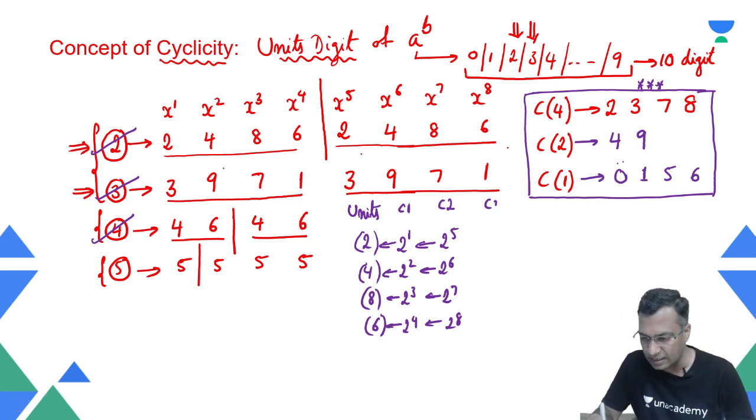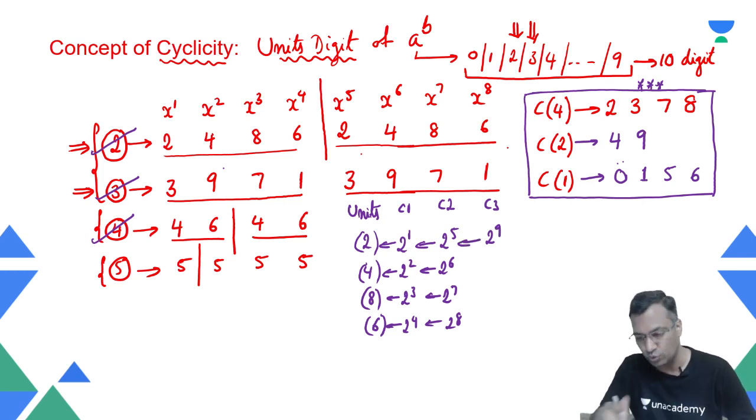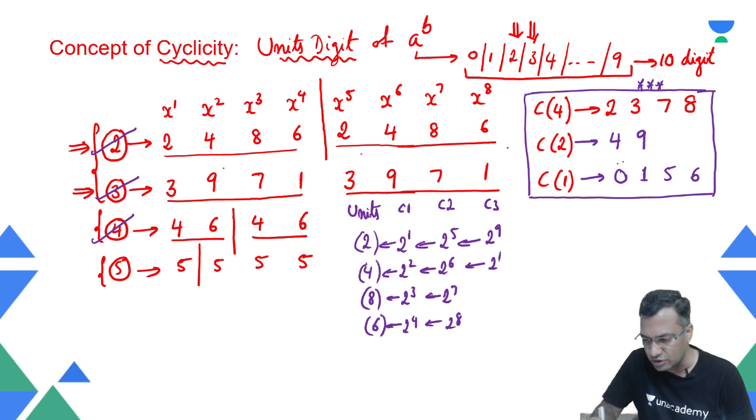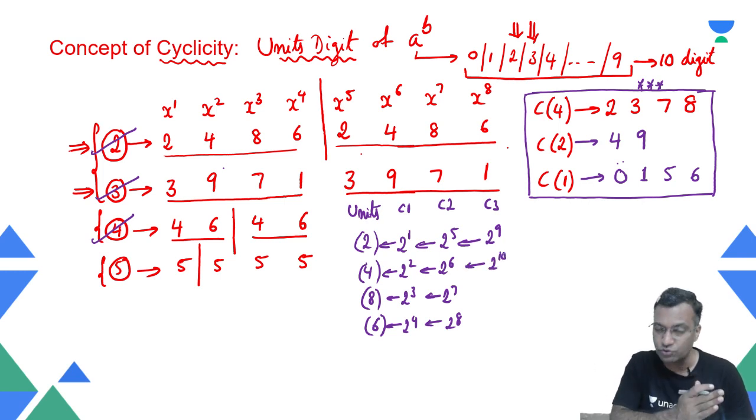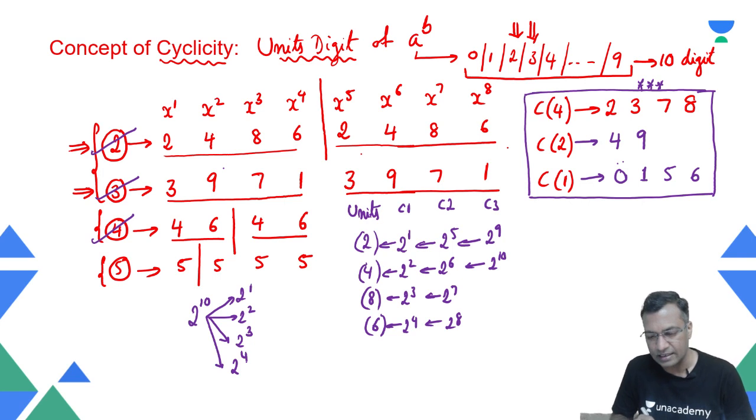Okay, the third cycle I will write here. The units digit of 2 power 9 will be the same as 2 power 5, which is the same as 2 power 1, which is going to be 2. Similarly, the units digit of 2 raised to power 10 will be the same as that of 2 power 2, which is going to be 4. I just have to figure out, when a large number like 2 raised to power 10 is given, does 2 power 10 belong to the category of 2 power 1, or 2 power 2, or 2 power 3, or 2 power 4?